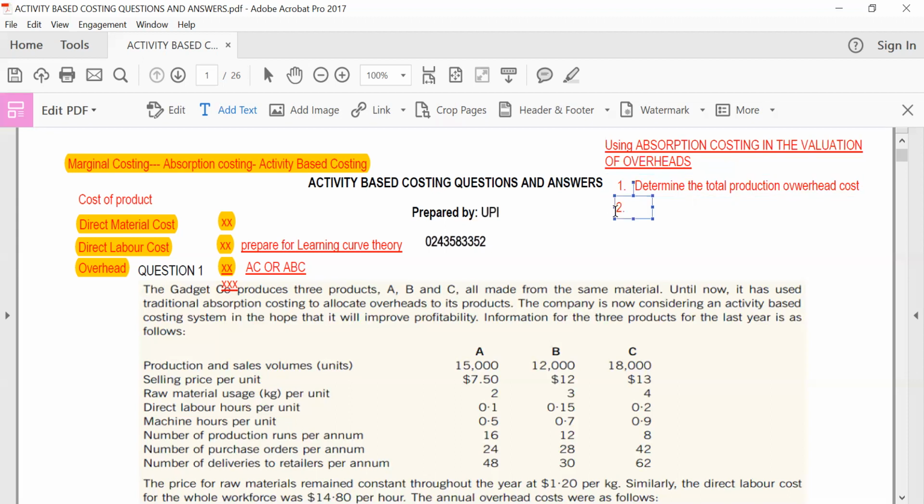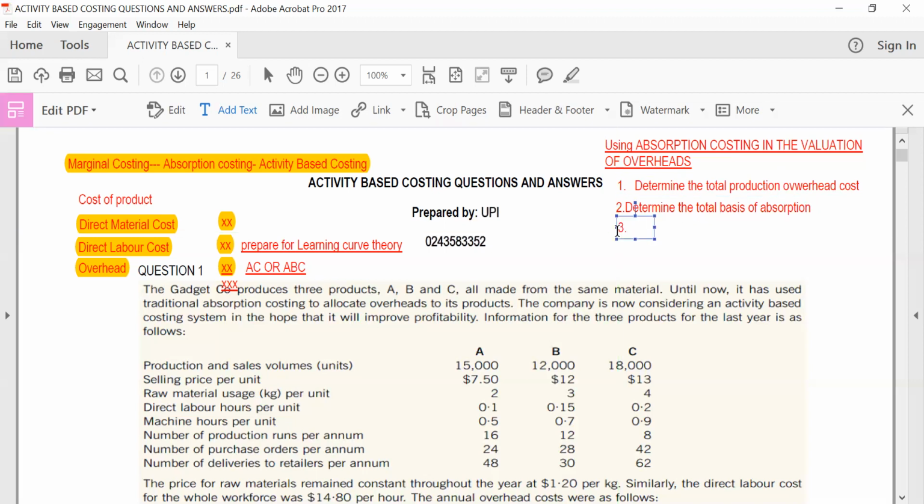So step two, what do you do? If you have not watched it, you are not helping yourself and there's no time for you. Determine the total basis of absorption. Some people are still sleeping, continue to sleep. So I just get confused why the student should still be sleeping.